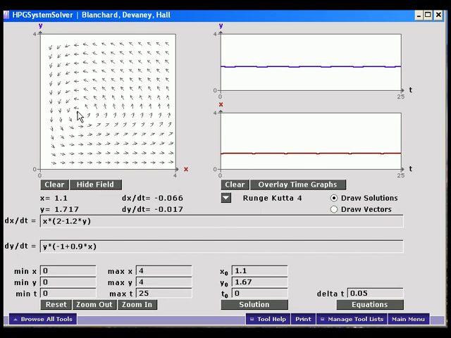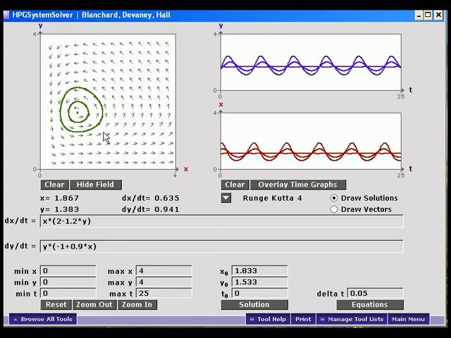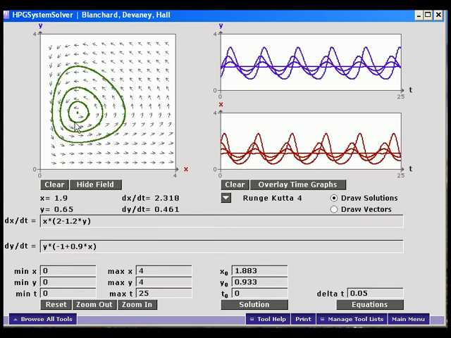And yeah, there it is. See, there's the equilibrium point. So if you start there, you stay there. Start anywhere else, you kind of circle around it. So you can't really call that a source or a sink.